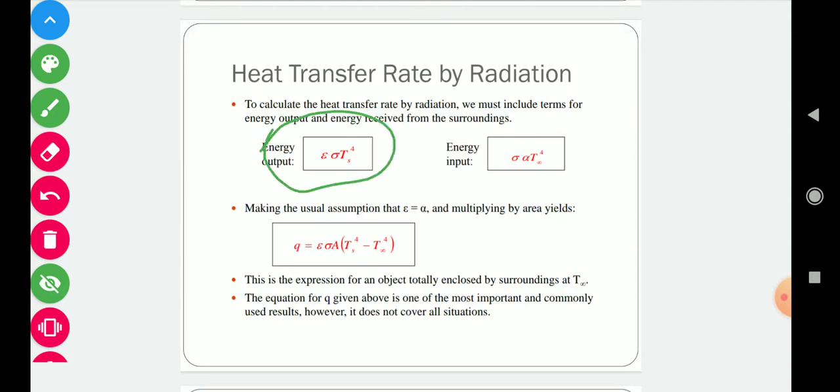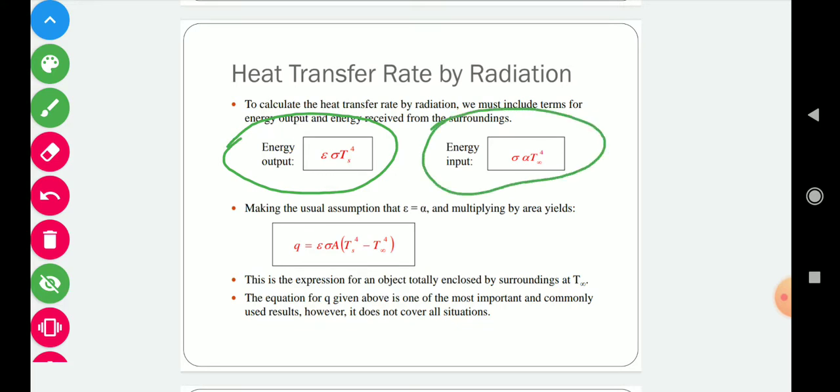Similarly, for the energy input, it means the energy is transferred between two objects, so some amount of energy is gained by the object due to thermal radiation emitted by the other object. Similarly, some amount of energy is lost by the object due to its thermal radiation emission. So this indicates net energy output, and this indicates net energy input due to thermal radiation.